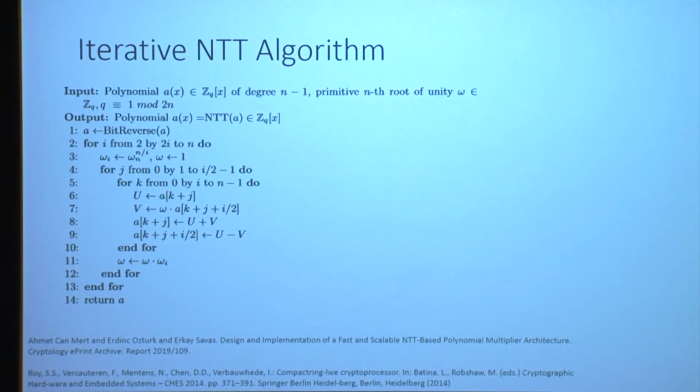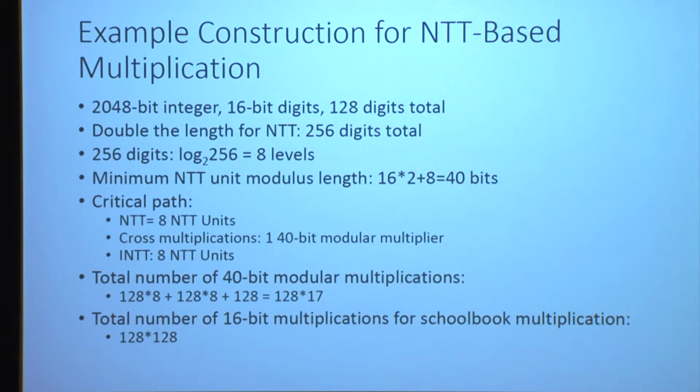For example, for a 256-digit number, this happens 8 times, log base 2 of 256. It happens 8 times for NTT, 8 times for inverse NTT, and there's one single multiplier in the critical path for component-wise multiplication. So again, this is inherently sequential. This is just showing an example construction for NTT-based multiplication of integers.